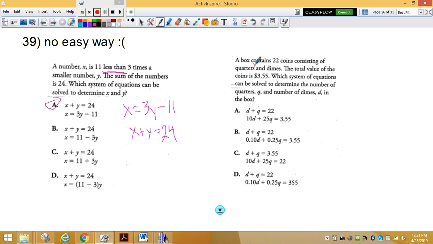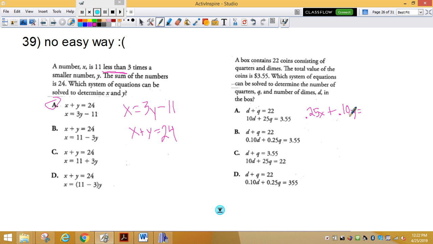Yep. Okay, let's talk about money. I've told you before, I'm going to tell you again. It's probably going to be money on your EOC. So there's 22 coins that have quarters and dimes, and total equals 355. So you need to know a quarter is worth 25 cents, and the way you write that is 0.25. A dime is worth 10 cents, and the way you write a dime is 0.10.